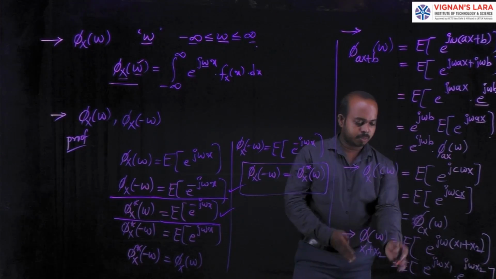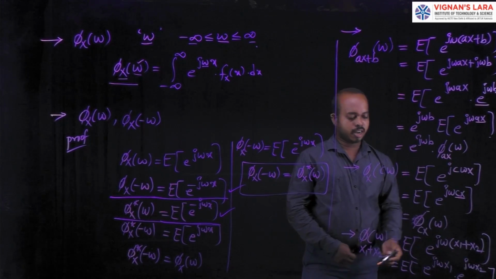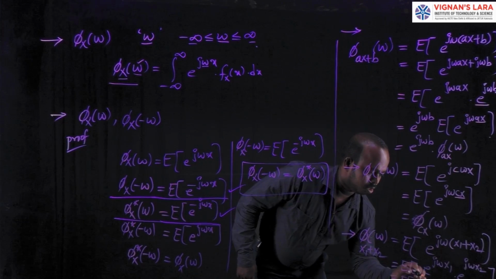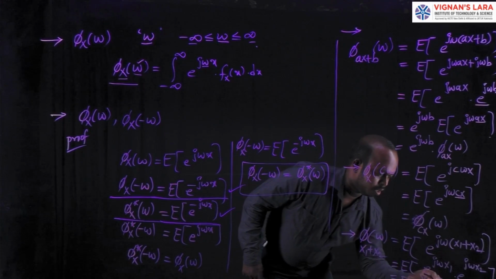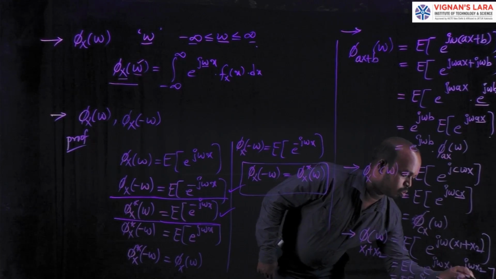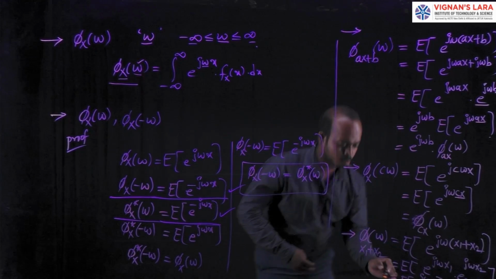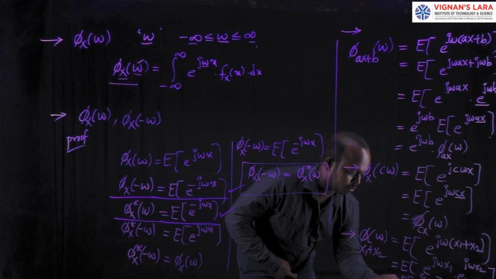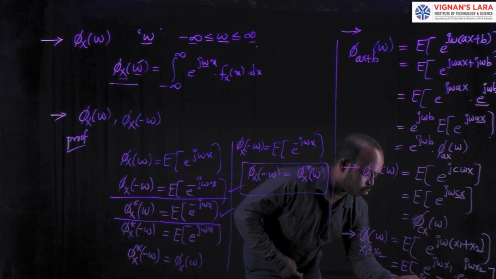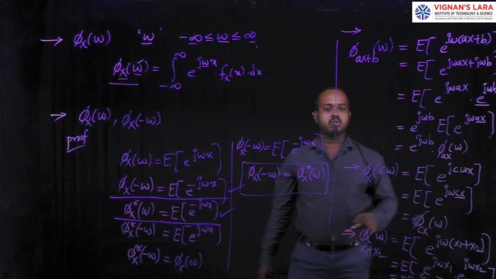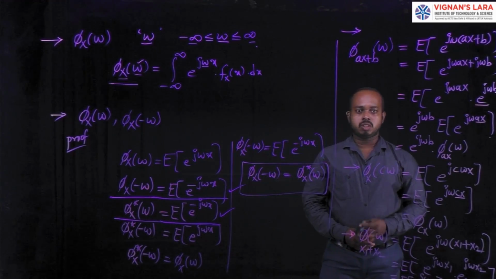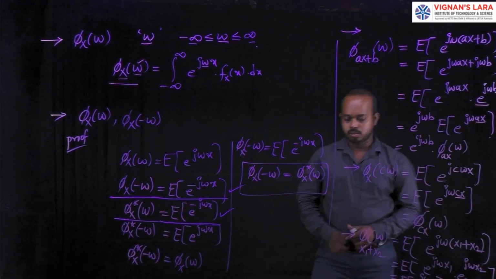Now we can apply the expectation to these individual terms. We can write the expectation of e power j omega x1 into the expectation of e power j omega x2. Now you can replace them with their equivalent quantities: φx1 of omega into φx2 of omega. These are the properties we have under the characteristic function. The remaining things we will discuss in the next class. Thank you to all.